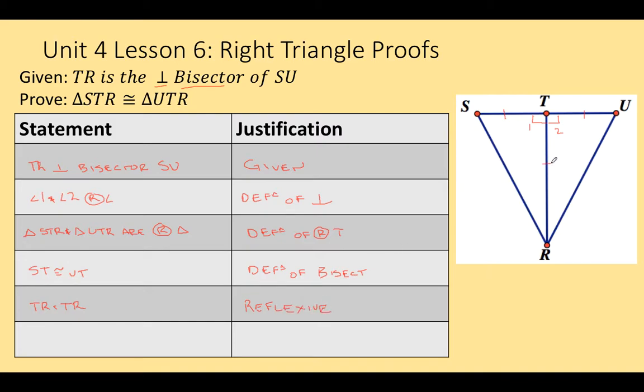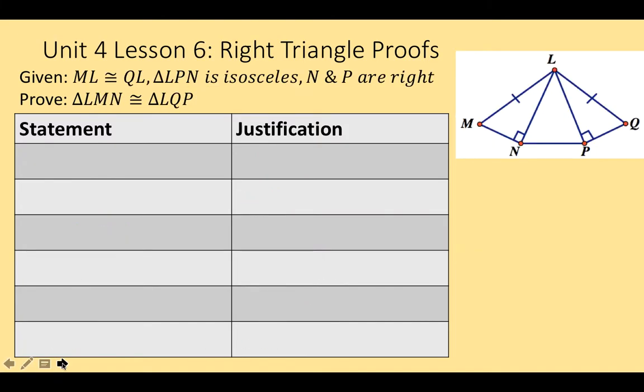And I take a look at this, and I got the right triangles, and I have leg, leg. Okay, don't get that confused with the hypotenuse. The hypotenuse is over there. I don't know anything about that right now. I just have two sets of legs, and so we're going to go ahead and say that triangle STR is congruent to triangle UTR, and that's by the LL theorem. Okay, we got one more here.